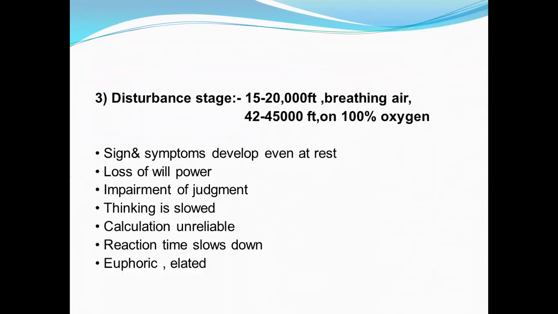Then comes the third stage, which is the disturbance stage. It is 15 to 20,000 feet. Here the signs and symptoms develop even at rest. There is loss of willpower, impairment of judgment, slow thinking, unreliable calculation, reaction time slows down, and a euphoric and elated mental state develops. So this is the disturbance stage, which occurs around 15 to 20,000 feet.